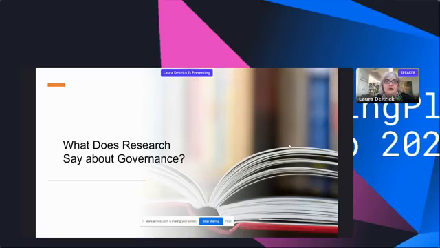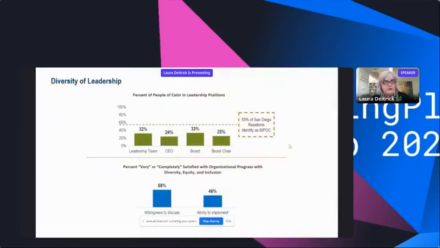I want to talk for just a minute about what research in the US anyway says about governance right now. This is research that we were doing at the University of San Diego. So diversity in board leadership is not where it needs to be. This has been a conversation that's been going on for 10 years at least, and probably more. But for example, in San Diego, where I live, 55% of our residents identify as Black, Indigenous, people of color. But that proportion of the population is not fully represented on our nonprofit boards and in our nonprofit staff. And so that's something that we're working on.